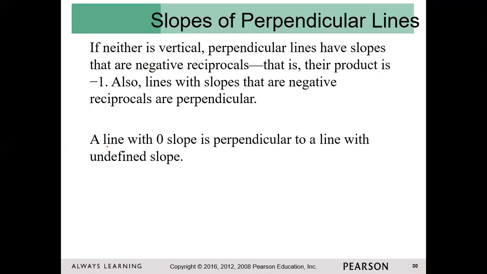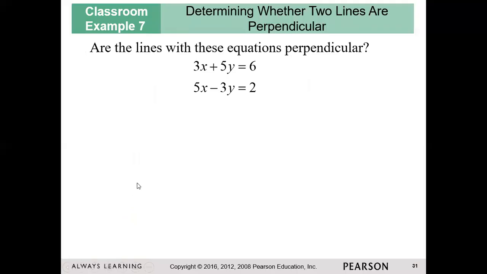With the one exception being that a line that has a zero slope, aka a horizontal line, will be perpendicular with a line that has a vertical slope or an undefined slope. Okay, and perpendicular means they intersect and create a 90-degree angle.